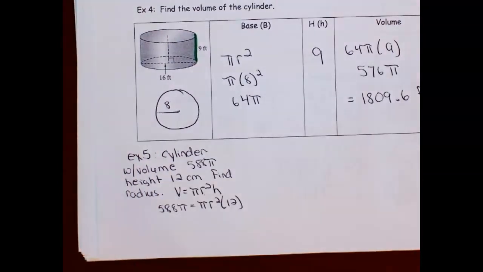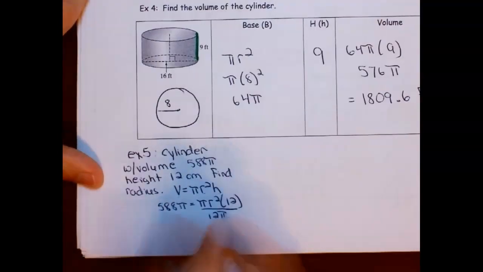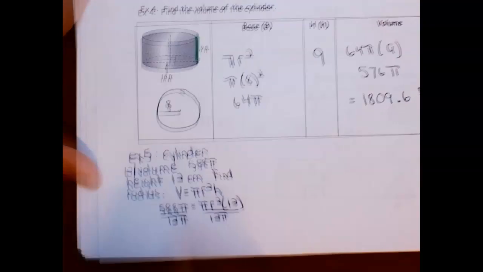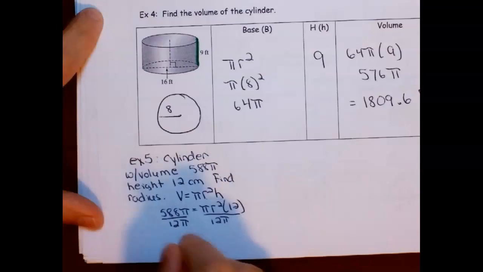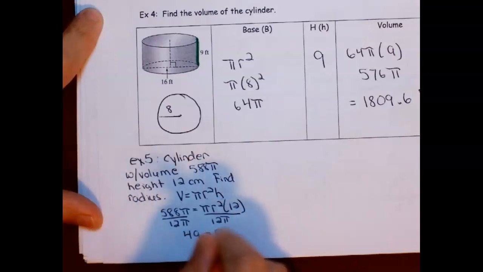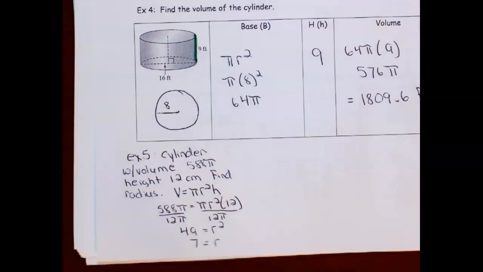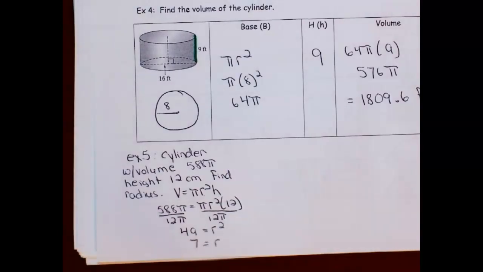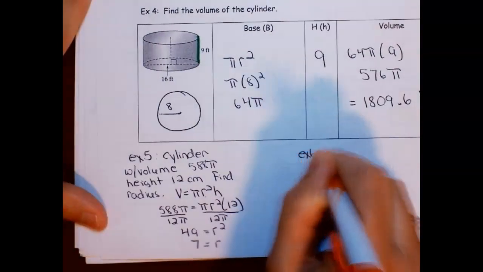And I want to get r squared by itself. So to start, I'm going to divide by 12 pi. The pi's will cancel out. 588 divided by 12 gives me 49 is equal to r squared. I need to know what r is. I take the square root, and we end up with r is equal to 7. So not too bad, because again, I was given 2 of the pieces. I just had to go and find the third. Let's go and look at one more that might be similar to that.